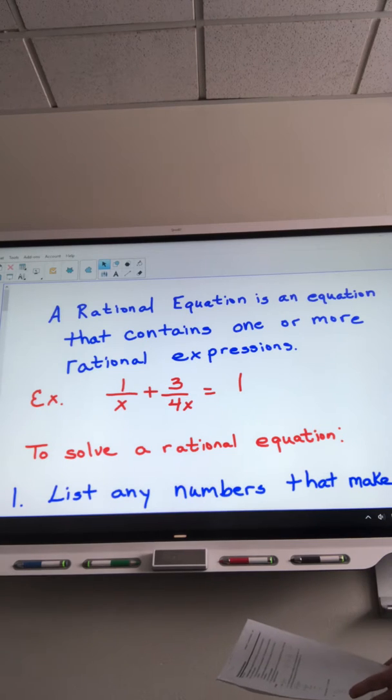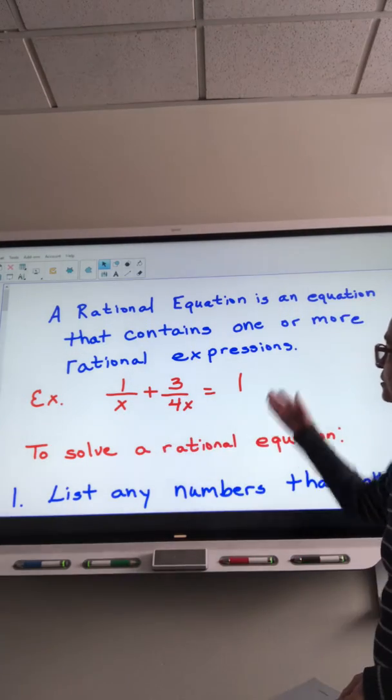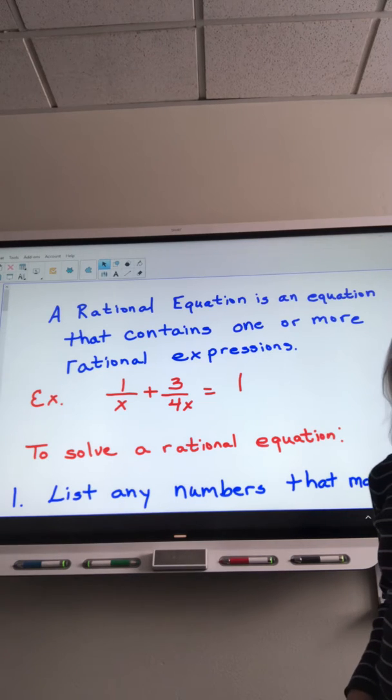Okay, so today's lesson is on rational equations. A rational equation is an equation that contains one or more rational expressions. So remember that this would be a rational expression, this would be a rational expression, so this would be a rational equation.